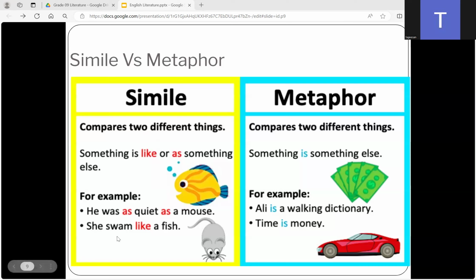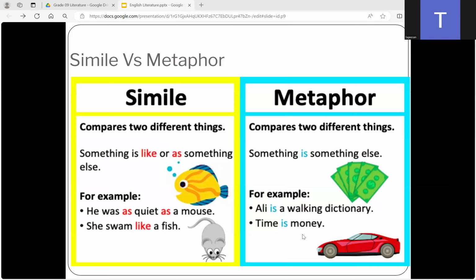Here you can see, she swam like a fish. The swimming is the action that has been compared. The particular action has been compared. Here, time is money means money is equal to time, time is equal to money. So here, time is figurated as money, and money is figurated as time.